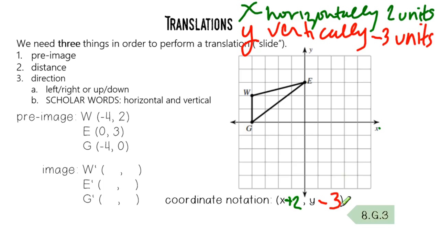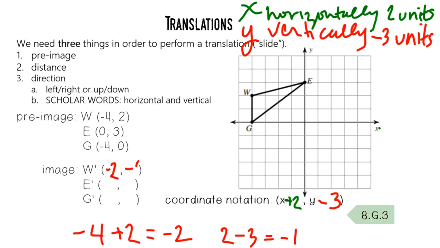So I'm going to show one value. I'm going to show the location of W prime using this coordinate notation. My X was -4, and what is happening to it? +2. -4 plus 2 is -2. My new X coordinate is -2. All right, what about my Y? It was 2. 2 minus 3. 2 minus 3 is -1. My new Y value is -1.